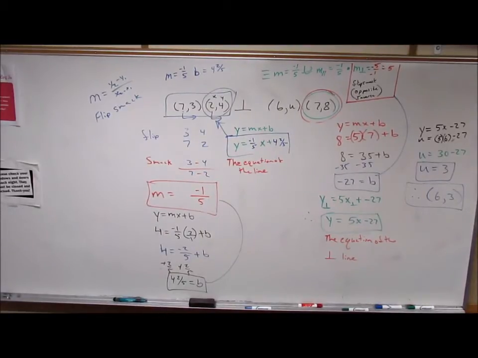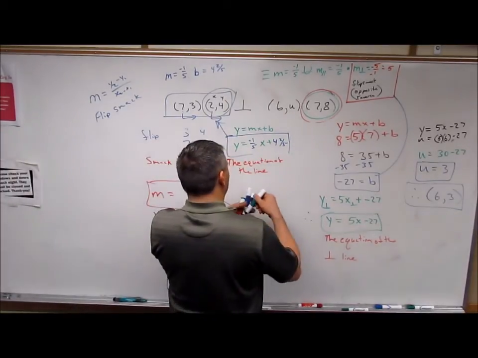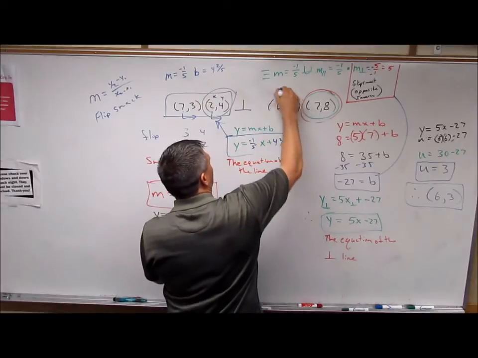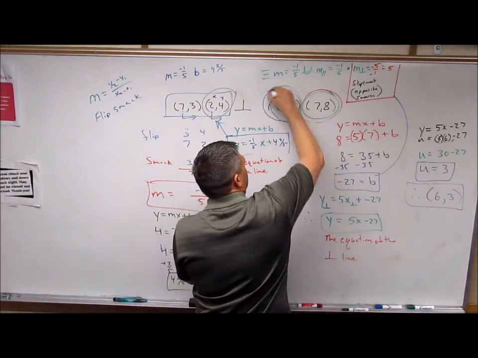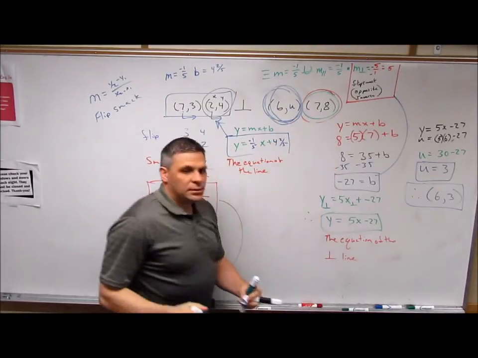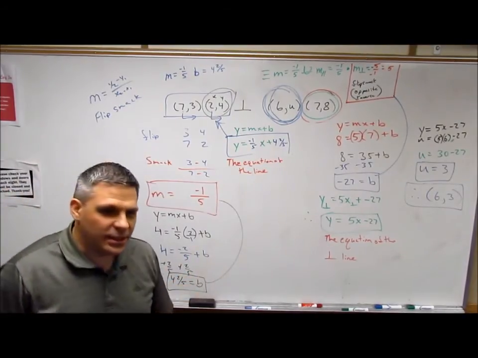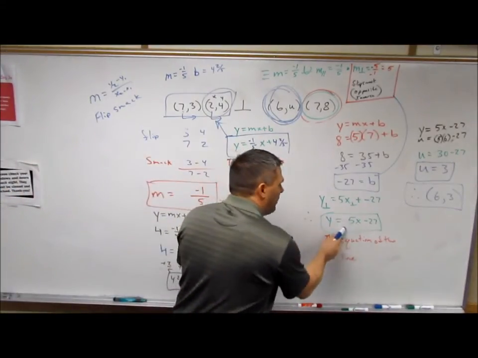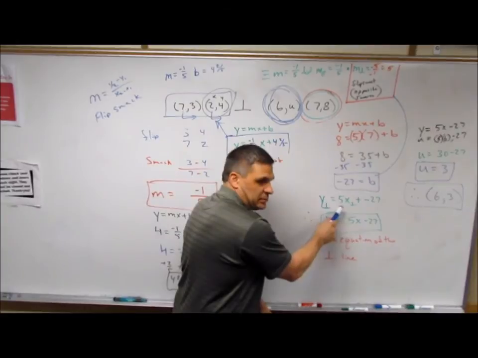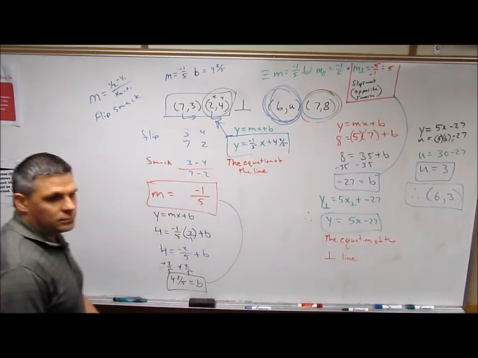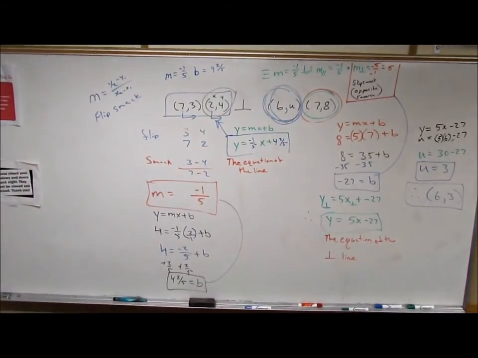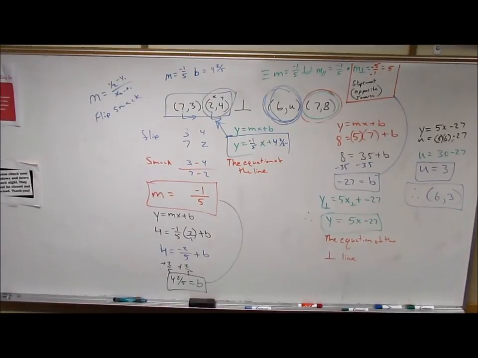Questions? Where'd you get the 6? Where'd I get the 6? Now, you said y equals 5x minus 22. I got the 6 right here. You just plug that in. Yep. I just plugged it into the perpendicular equation. Now, part 2 to this, I'm going to pause this.